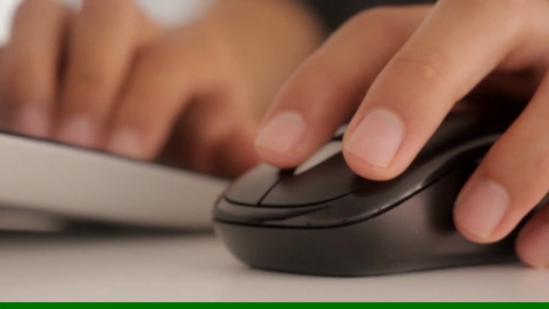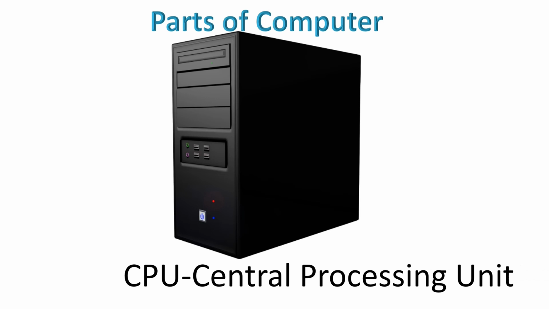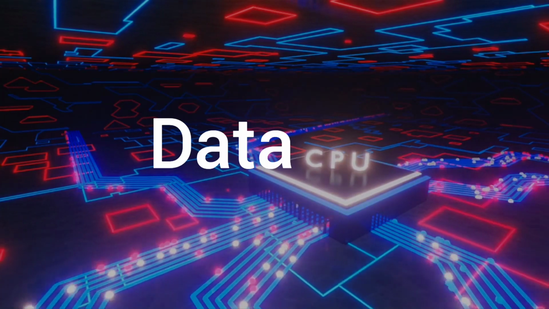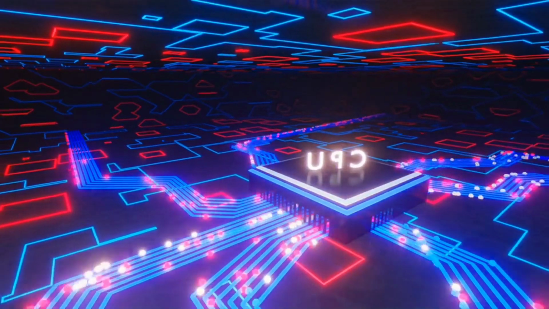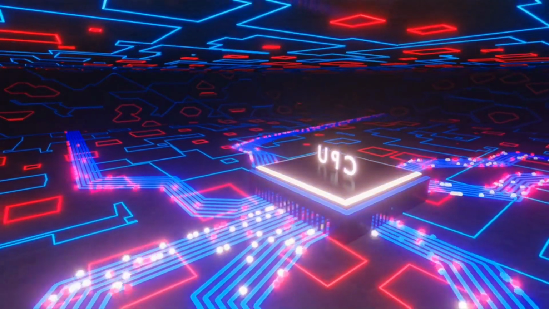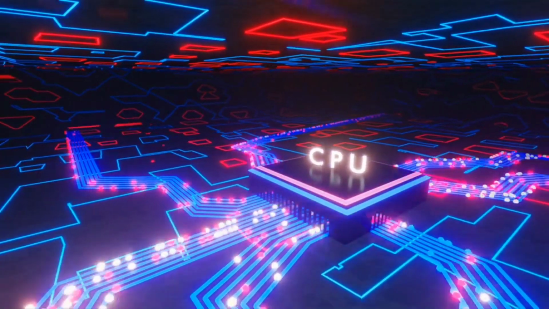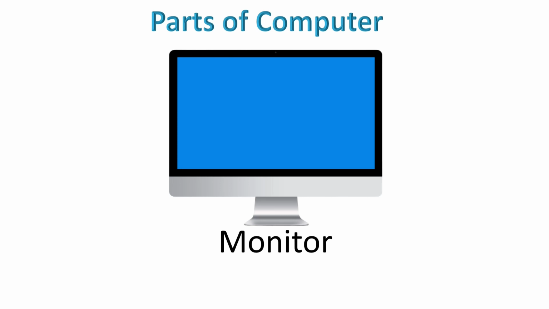Similarly, the next important part of the computer is the CPU, which is the central processing unit, also known as the brain of the computer system, that processes the data and instructions entered by the input devices like keyboard and mouse. After processing the data entered by the keyboard and mouse, it generates the result that is displayed on the monitor. And monitor is another important device of our computer system.